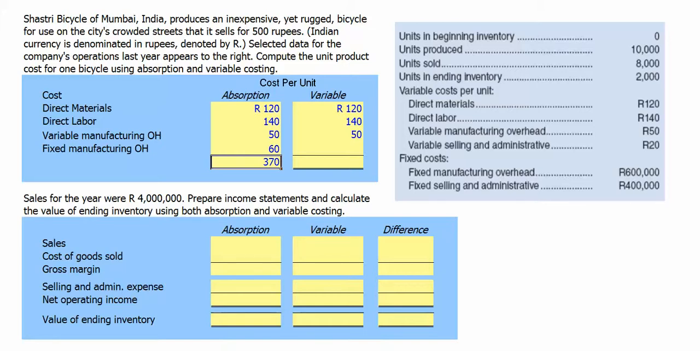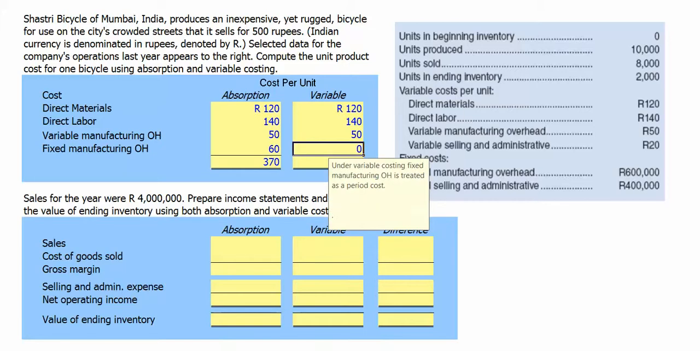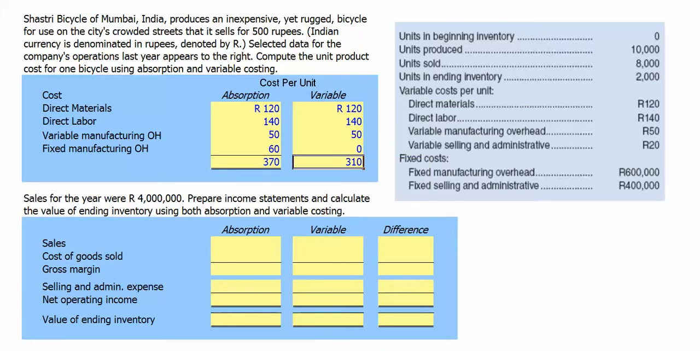Under variable costing, our fixed manufacturing overhead goes directly to the income statement as part of cost of goods sold, and so we have zero cost that is included in the inventory value. So our total variable cost per unit is 310 rupees. We're told that sales for the year are 4 million rupees. That's the 8,000 bicycles we sold times 500 rupees per bike.